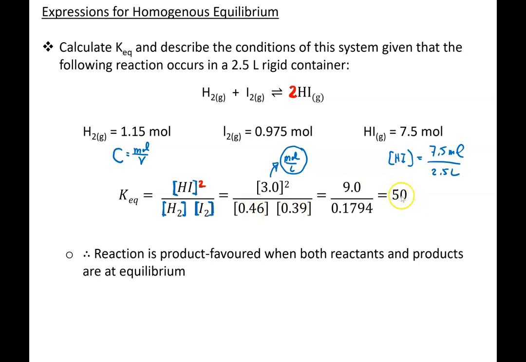Alright, and since the KEQ value is 50, I can assume that there's a 1 in the denominator, and thus the product is larger than the reactant, so this is a product-favored reaction.